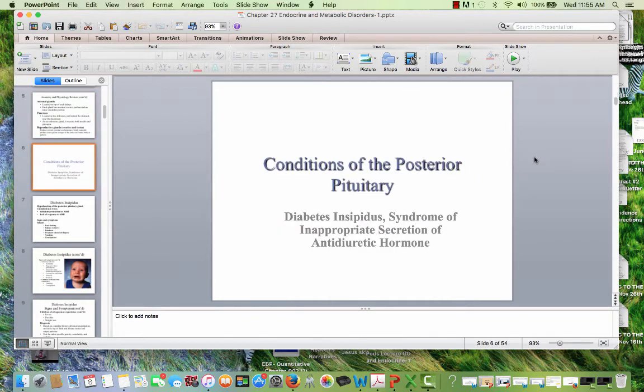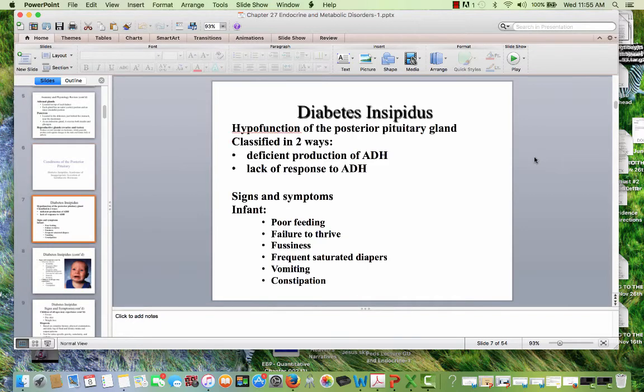So the first condition we're going to talk about, we're going to talk about several in this chapter, but we're going to talk about diabetes insipidus. And as I go through this, there's a couple of key things that I'm going to bring to light in regard to diabetes insipidus. So diabetes insipidus is considered a hypofunction of the posterior pituitary gland, and it's usually classified in two main ways.